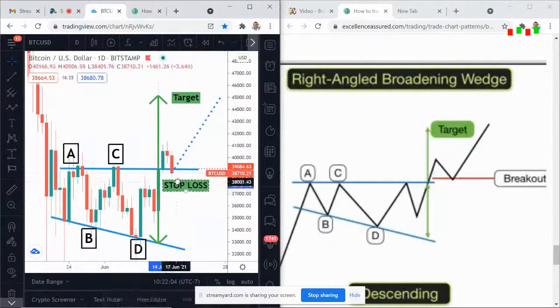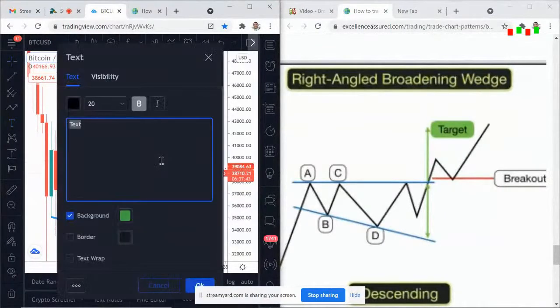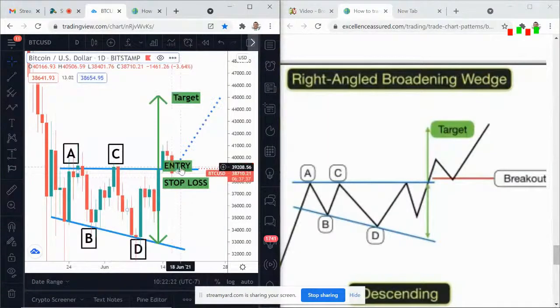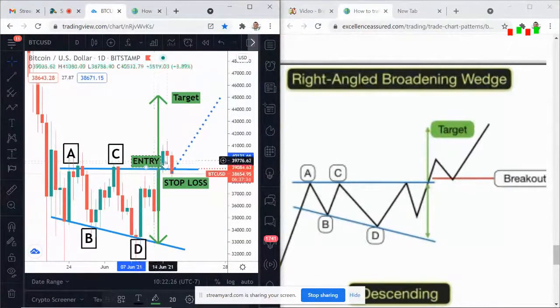Which is going to be right over here, about 3,800. And then the targets are going to be about 25%, 50%, and 75% up here. So entries are going to be in this range, either the breakout or the retest, and then you're going to take profits along the way.